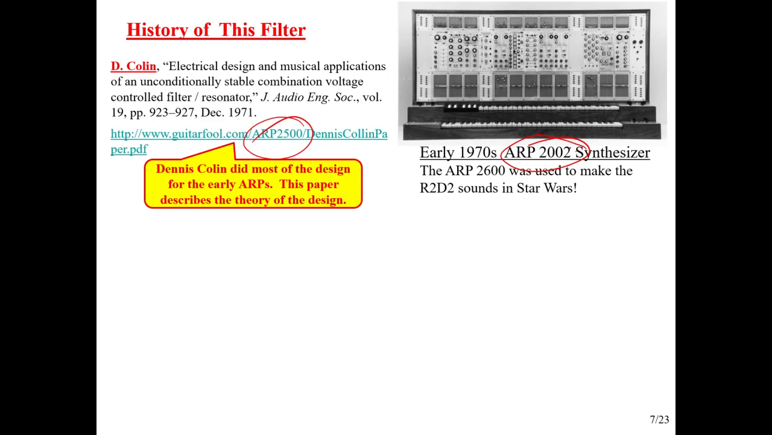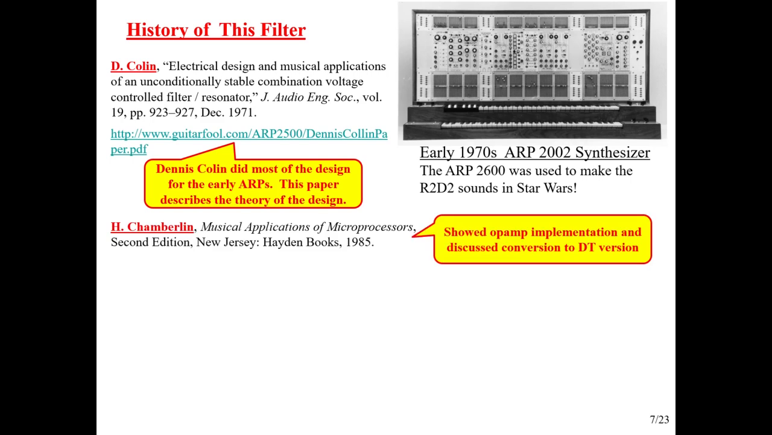Well, this is a picture of the 2002, and this is the 2600. So anyway, these kinds of filters are what make analog synthesizers able to make those crazy sounds like R2-D2. So that was 1971, and that paper is available at this link. I think that's still valid. You can see that whoever made this didn't know how to spell Dennis Collins' last name. But anyway, that's the deal.